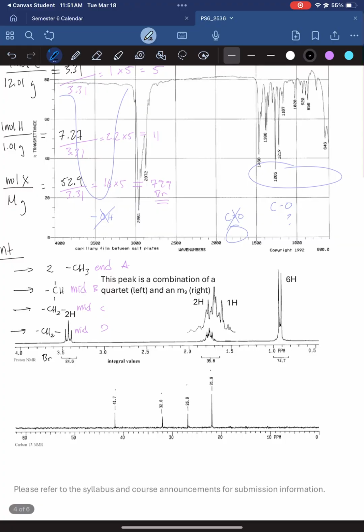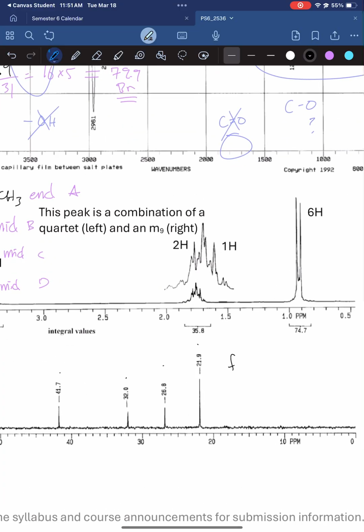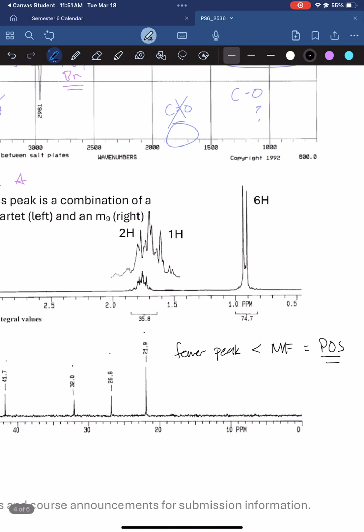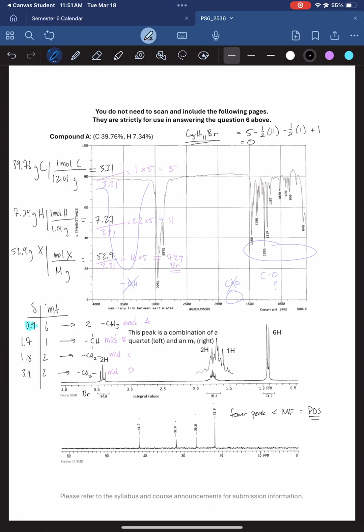So since there are fewer peaks than the molecular formula, that equals a plane of symmetry somewhere. The machine can only detect 4 unique carbons. There's a plane of symmetry and 2 carbons are chemically equivalent. So we have all that information and we can try to assemble a structure here.